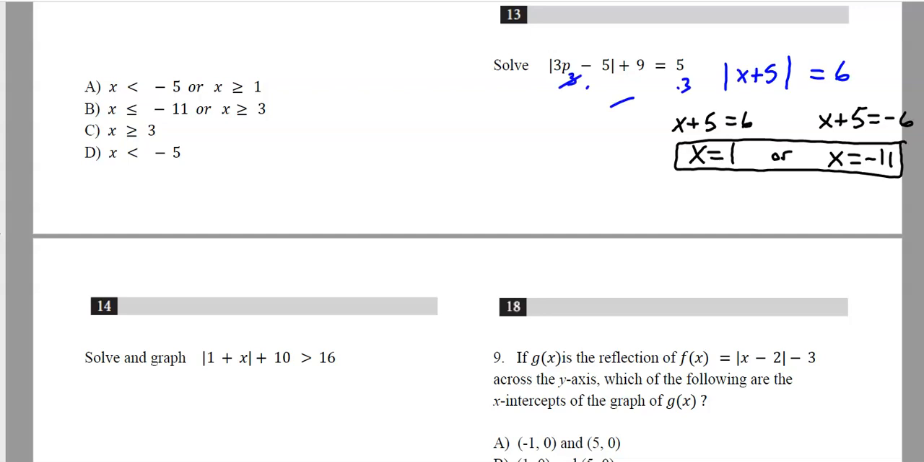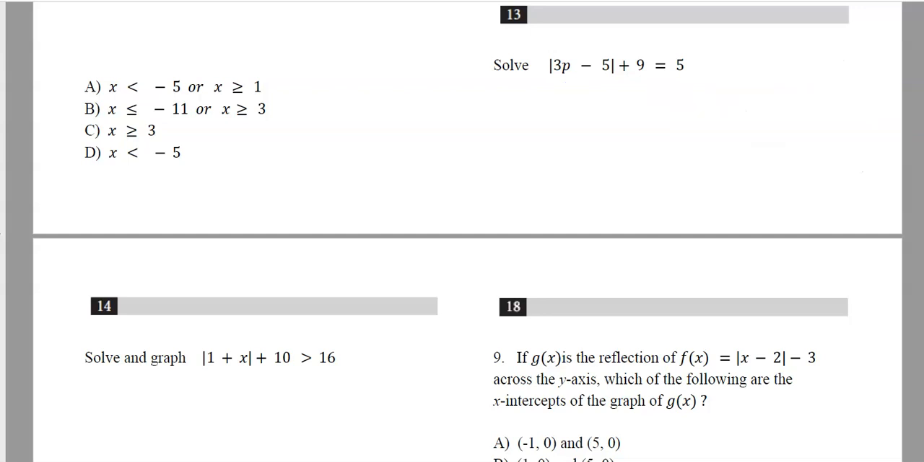All right, number 13. What do we got here? So I got to get the bracket by itself. So I'm going to minus 9 from both sides. And I get 3p minus 5 equals negative 4. Right now, stop.